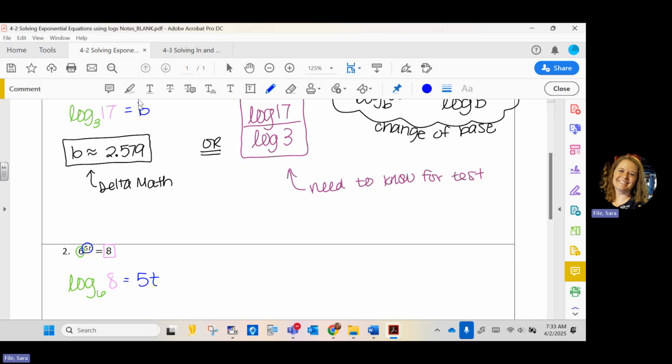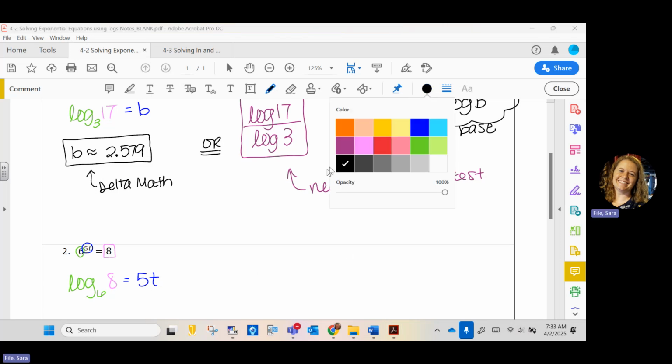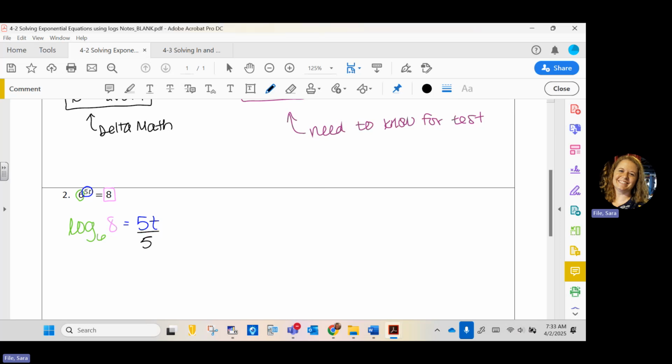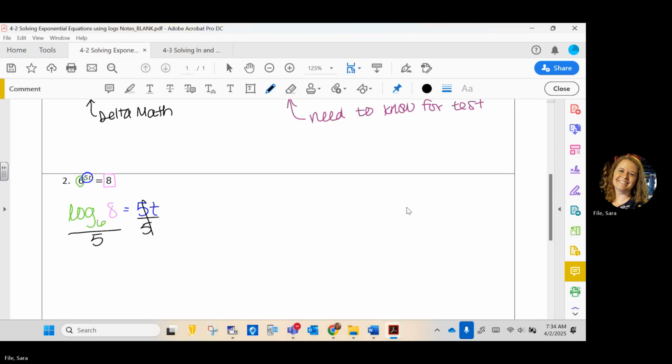Now this one is not already solved. Up here, when we did this, we had our variable alone. Now here, there's a coefficient on our variable. How do we move it? So I'm going to divide that 5 over to the other side. And I would simply enter this into Desmos, and I would get that t is approximately 0.232. I'm going to the thousandths place again.